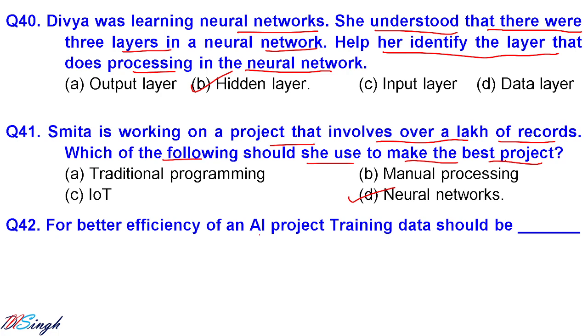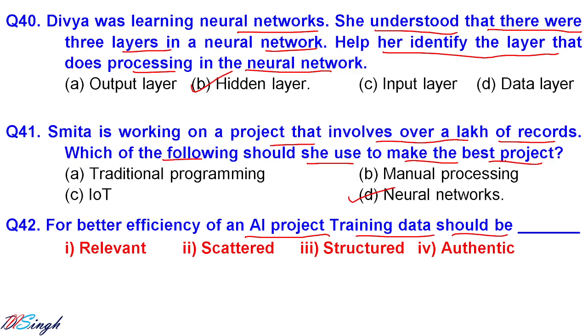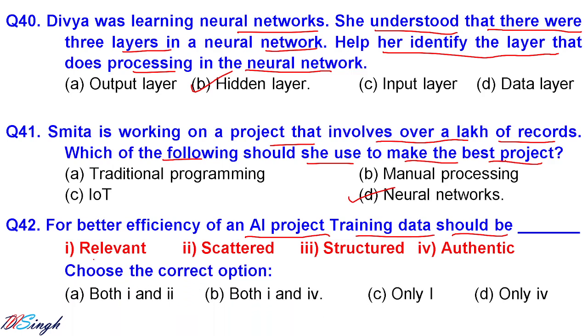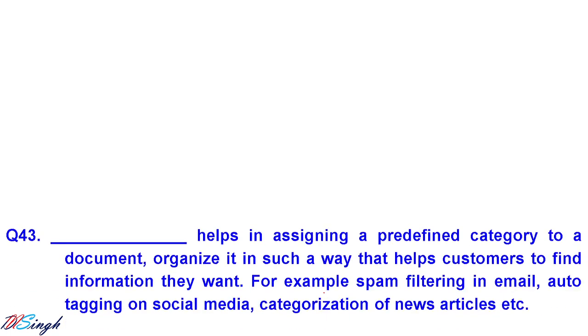For better efficiency of an AI project, how should the training data be? The options available are relevant, scattered, structured, authentic. So it should be relevant, structured, and authentic. Is there any option which has all three? No, there is only one option which has 1 and 4. Relevant and authentic, these two are the correct answer. If it is structured, then it is good. So the correct answer is 1 and 4. Let us go for the next question.